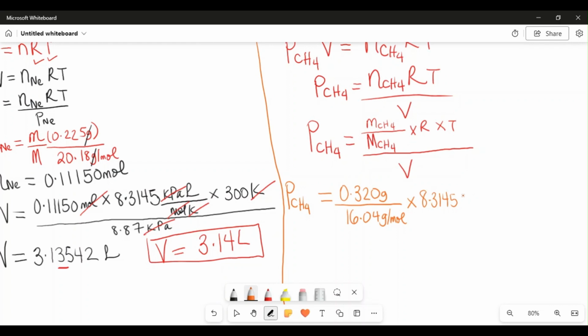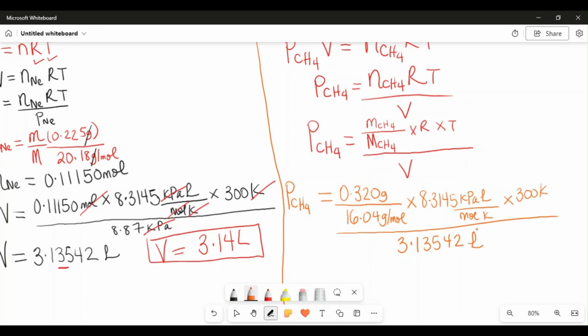8.3145 kilopascal times liters divided by mole Kelvin, times the temperature, which is 300 Kelvin. All of that information divided by volume. Let us use the volume without the three sig figs in order to maximize the calculation. So we have 3.13542. It's not good to use the estimated value of things to do further solution.